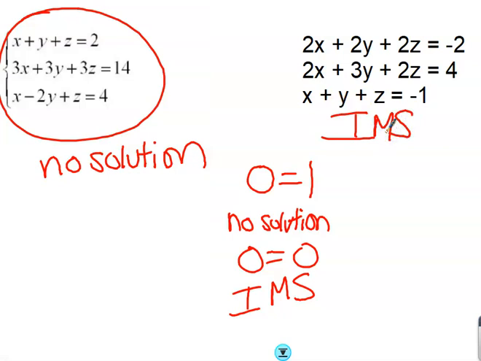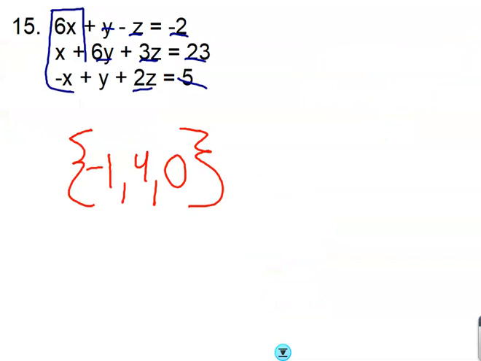Okay, so there are examples of solving with 3 variables. And I hope it helps you out with solving these types of problems. Thank you.